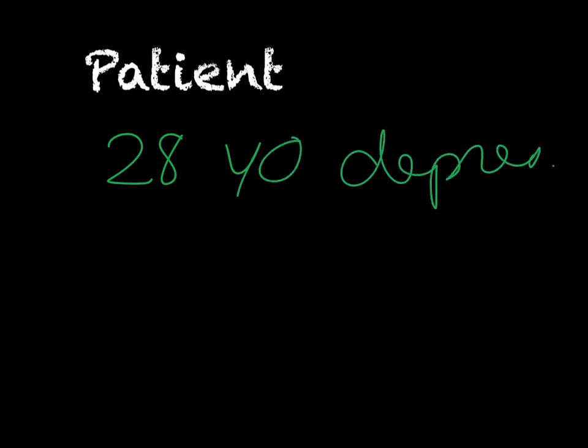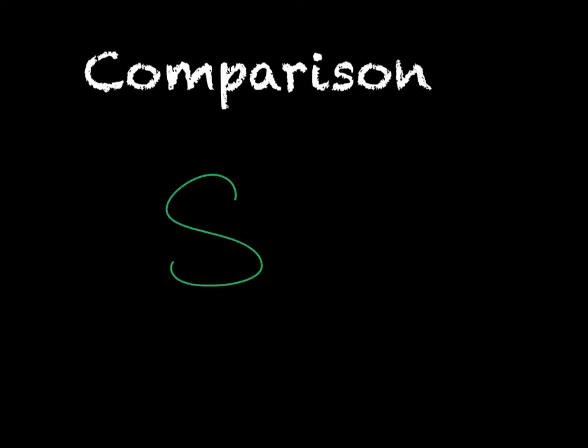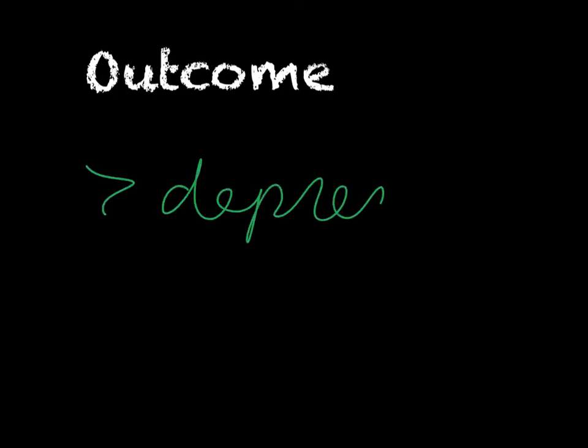Let's format that second question into a PICO question. So beginning with patient, we have a 28-year-old woman who has depression and who has just learned that she is pregnant. Our intervention is going to be St. John's wort. Our comparison will be SSRI. And finally, the outcome. What we would like to see is a safe decrease in the symptoms of depression.